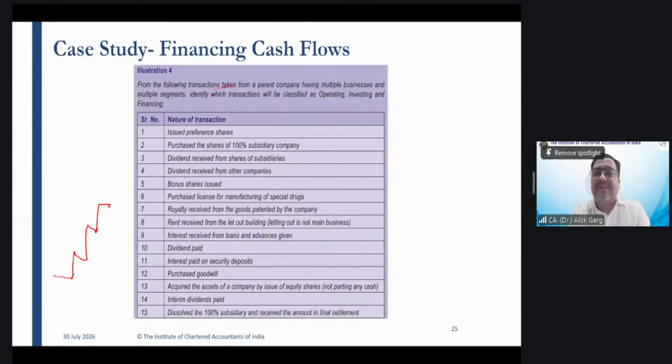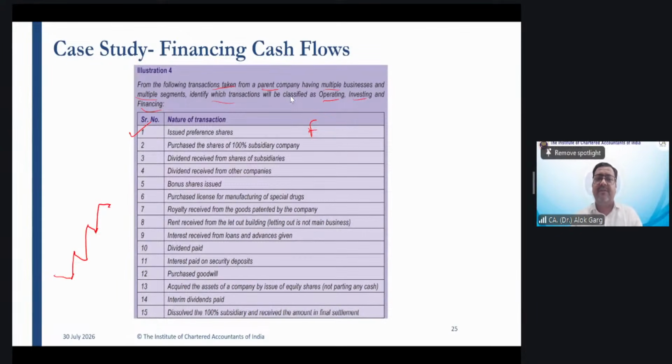From the following transactions taken from a parent company having multiple businesses in multiple segments, not a bank, a normal company, identify which transaction will be classified as operating, investing, and financing. Number one, issued preference shares. Is it an operating activity? No. Issuing preference shares means you are taking a liability, you are taking money, not giving money. So whether it is operating, investing, or financing, it is a financing activity. Very good, everybody has given the right answer.